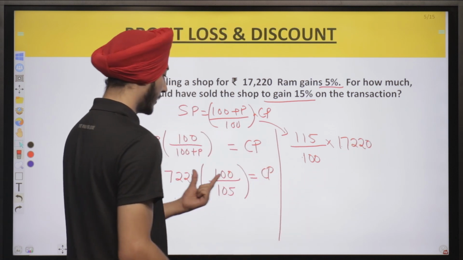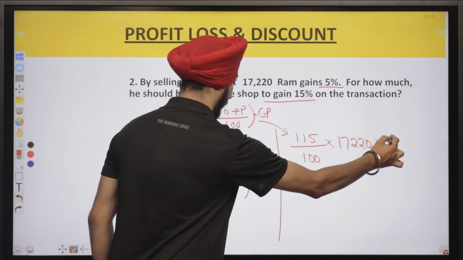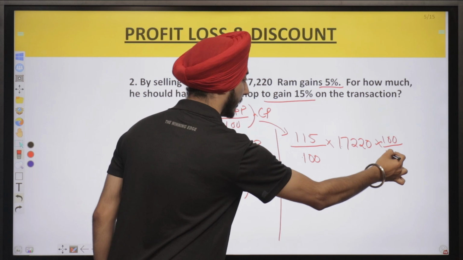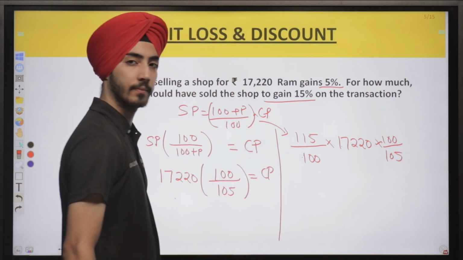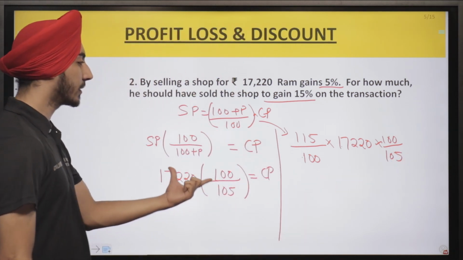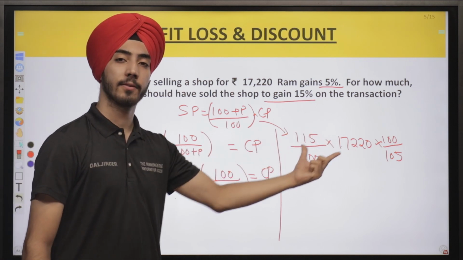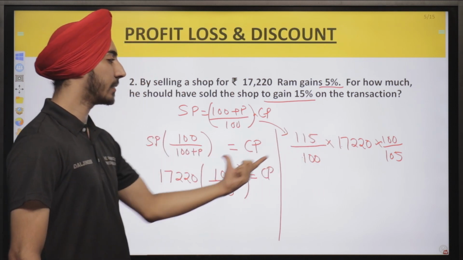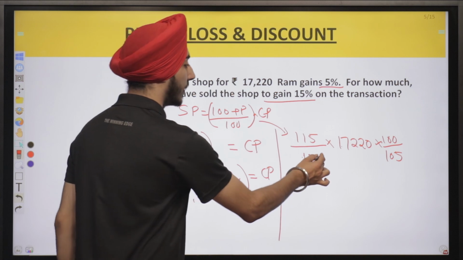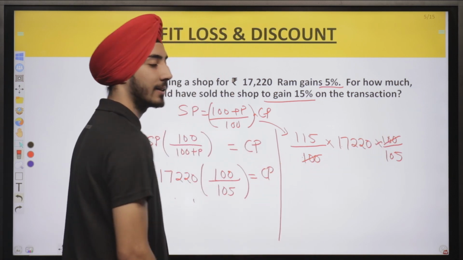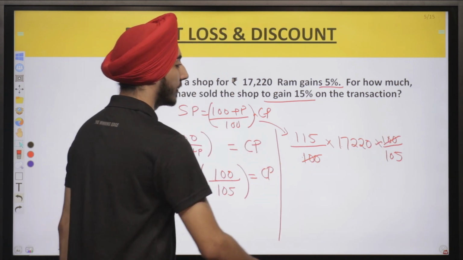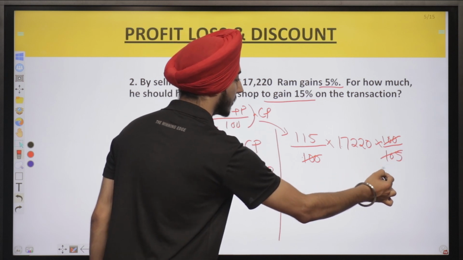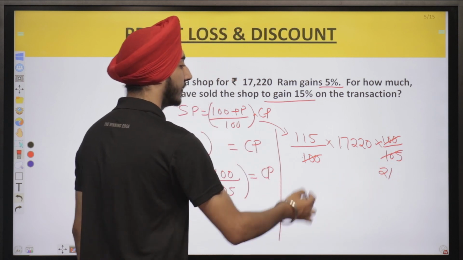17220 into 100 upon 105. Alright, so we could do this also, that we solve this, then put it there, then solve again. We just directly use this value here. Now 100 and 100 get cancelled here. We can use the table of 5 to cut this out. 5 2s are 10 and 5 1s are 5.